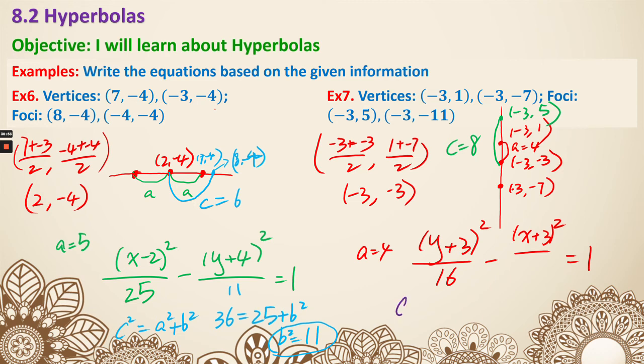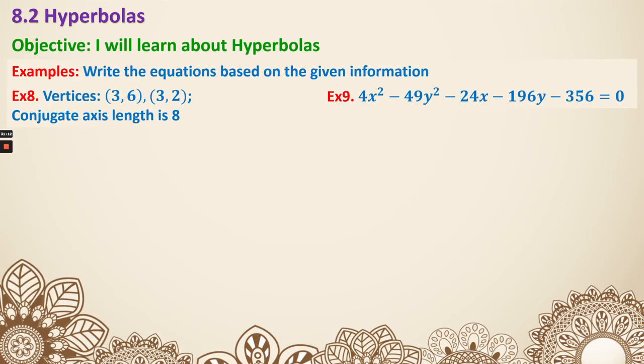Next, c squared equals a squared plus b squared. My c is 8, so 64 equals, my a is 4, so 16 plus b squared. That means my b squared would have to be 48. There we go. That is example 7. Last two, example 8 and example 9.